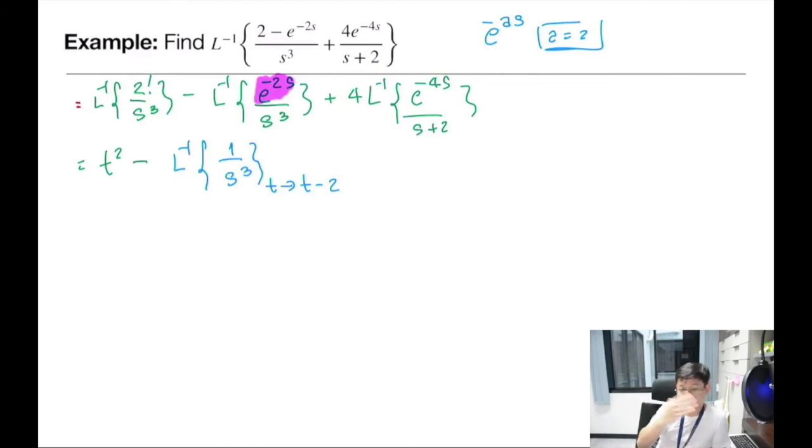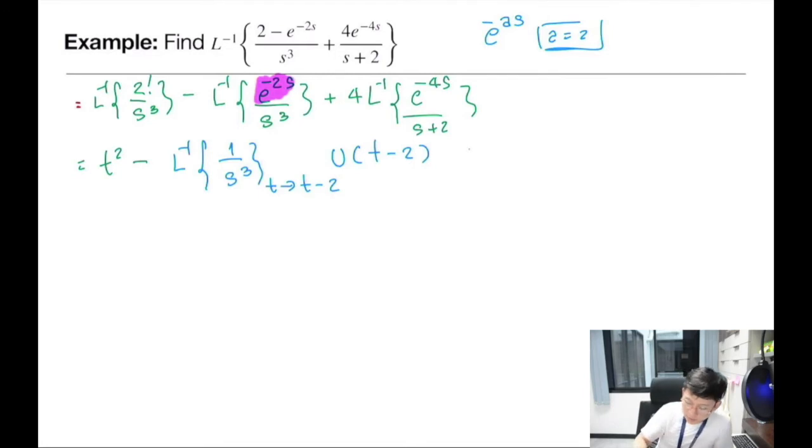You just shift it. So in plain text, in human language, if you see e to the minus as, you can pull it out, and then you need to shift t to t minus a, and you have u of t minus a as well. Okay, that is the second one.